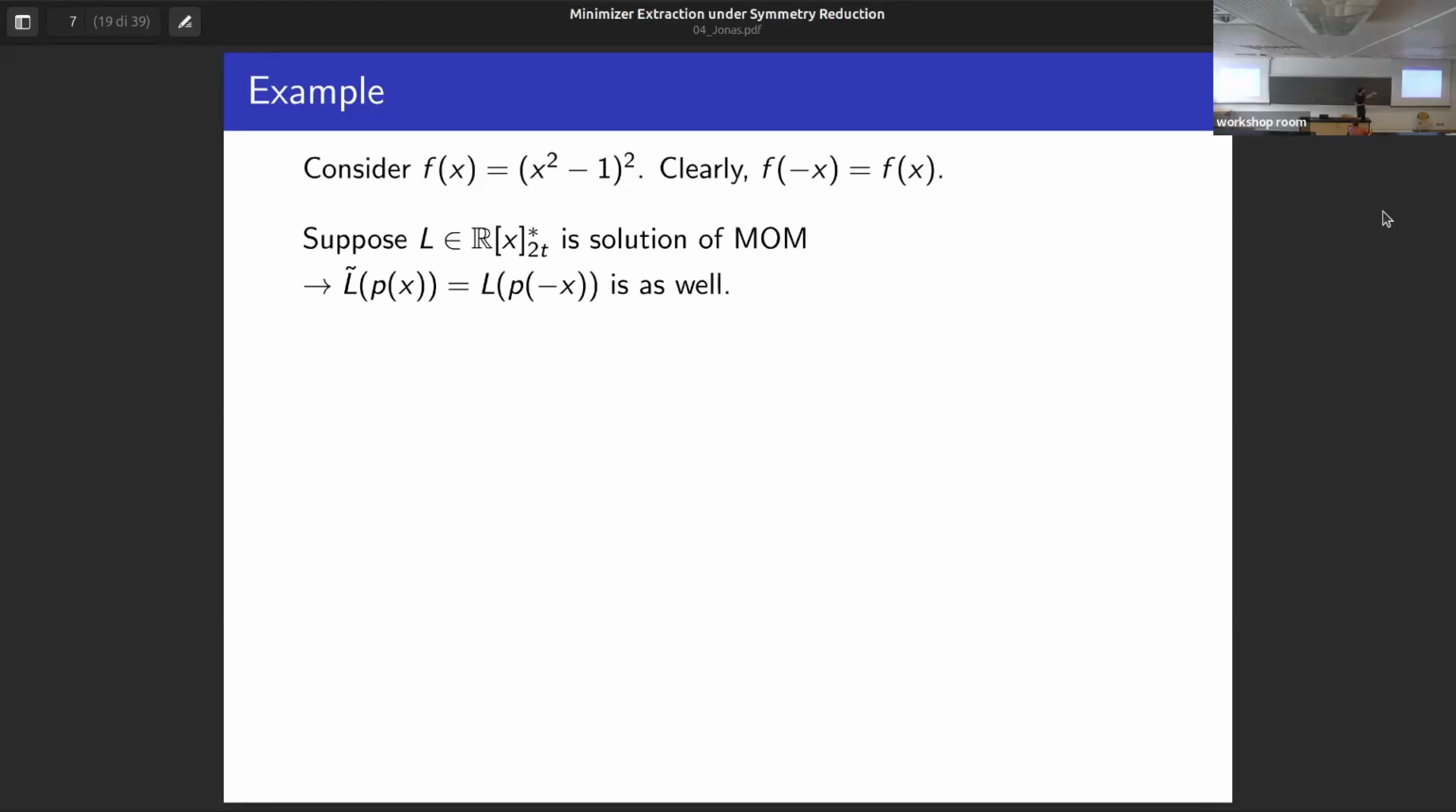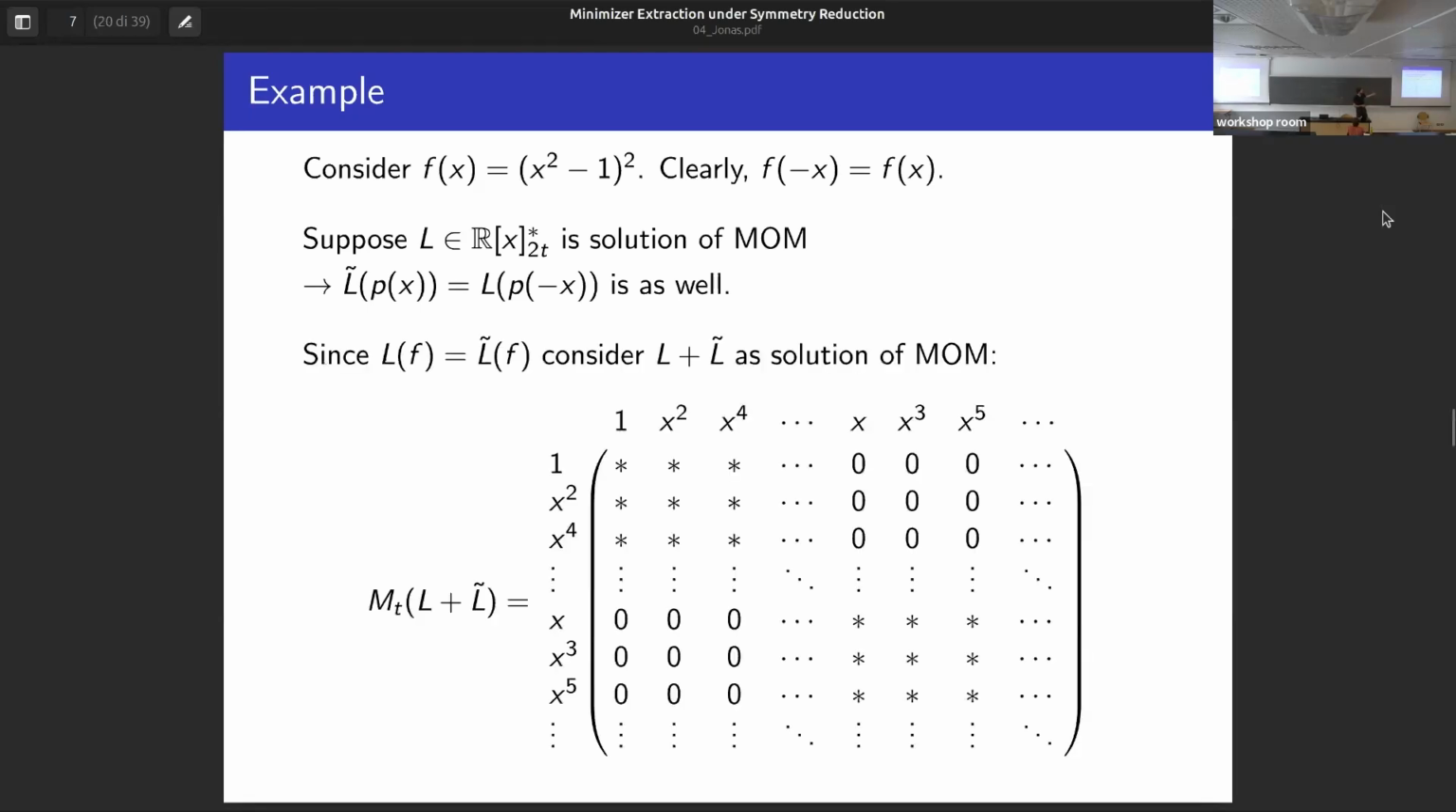What you can do is define a different solution, L tilde, where you take the original L that you had, and first you apply a sign flip to the polynomial. And this will also give you a solution to the moment relaxation. And then, in fact, you can just look at the sum of those two together. What you will observe is that if you evaluate the sum on even degree monomials, this will just behave exactly as the original L that you started with.